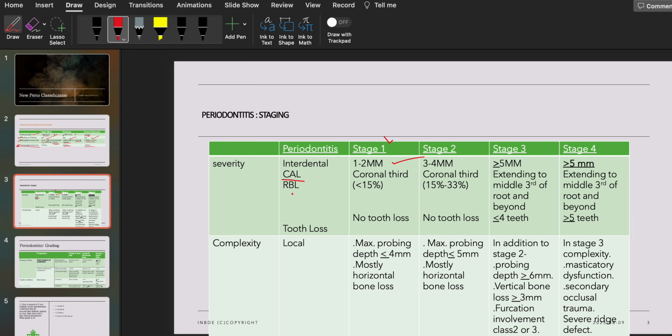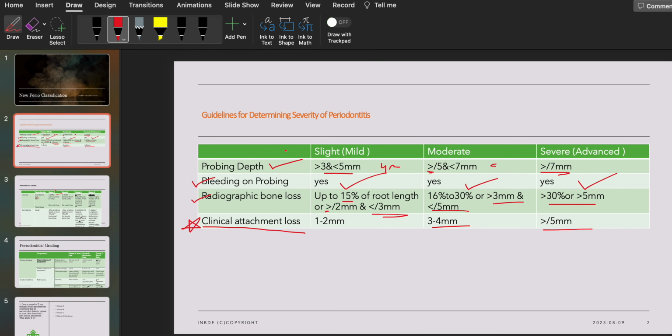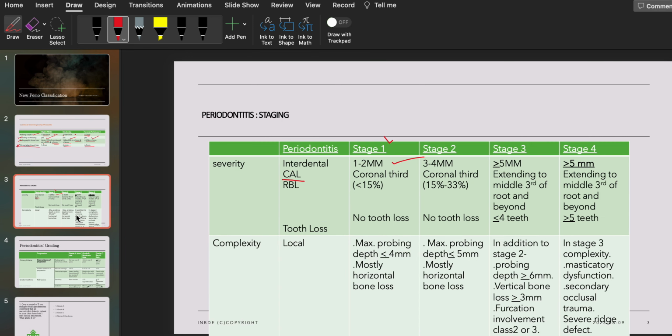Now, RBL is the radiographic bone loss. Again, it will be the same way as in the previous slide. Stage 1 will be coronal third, less than 15%. Stage 2 will also be in coronal third, 15 to 33%. In stage 3, it will extend to the middle third of the root and beyond. Same will be stage 4, extending to the middle third of the root and beyond.